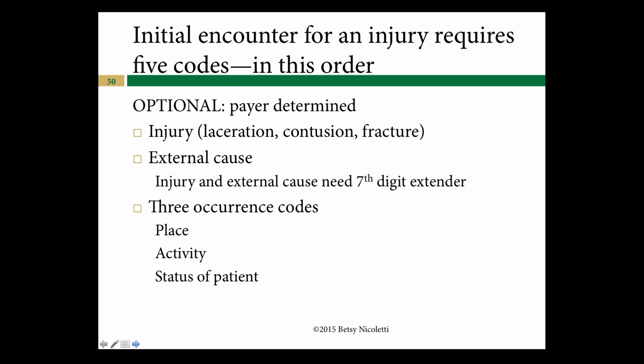So again, these are optional other than the injury. So first we code the injury just like we do now. Next we use the external cause. Both the injury and the external cause require that 7th character extender. And then we have 3 occurrence codes.